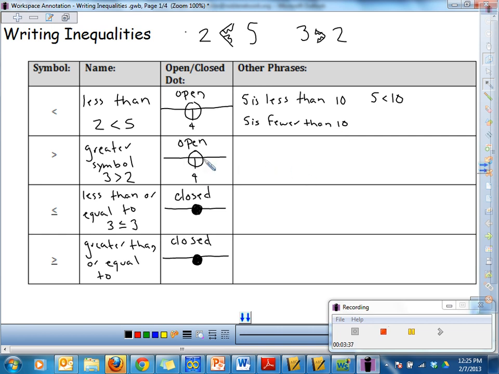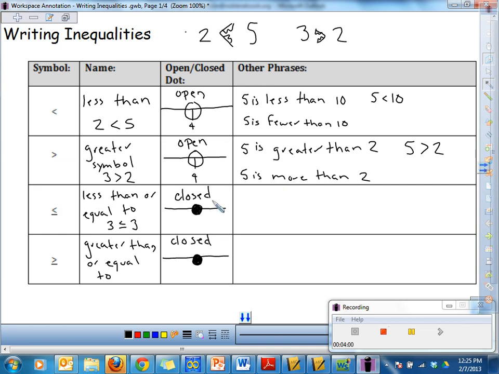For greater than, we could see something like 5 is greater than 2, and that will look like 5 is greater than 2. That's the simplest we could see. We also might see that 5 is more than 2. That means the same thing. Now let's talk about these two because these two are a little bit tricky.